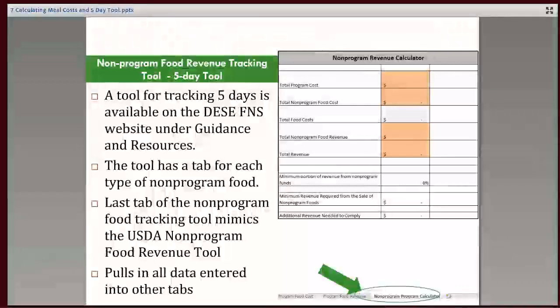In the 5-day non-program food revenue tool, there is a tab for each type of non-program food, and you'll complete those tabs. And then on the last tab, it looks like the extended tool or the USDA tool that you might have completed previously, and it pulls all the information from the other tabs into that tab and calculates that non-program revenue calculator for you.